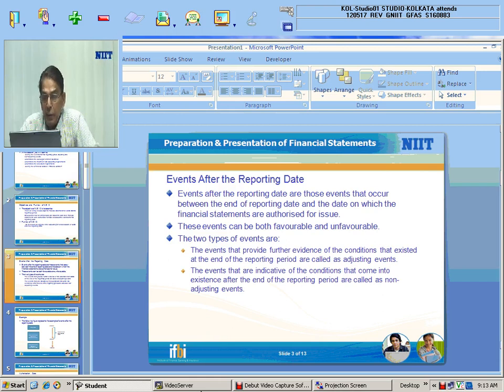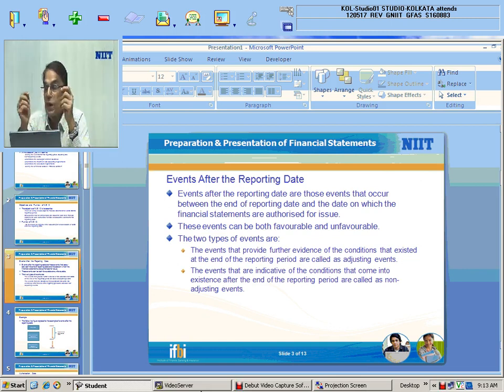One type of event provides further evidence of the condition that existed at the end of the reporting period. These are called adjusting events. So one category of events which provide further evidence of the conditions that existed at the end of the reporting period, they are called adjusting events. And for this kind of events, adjustments of the financial statements will be necessary.